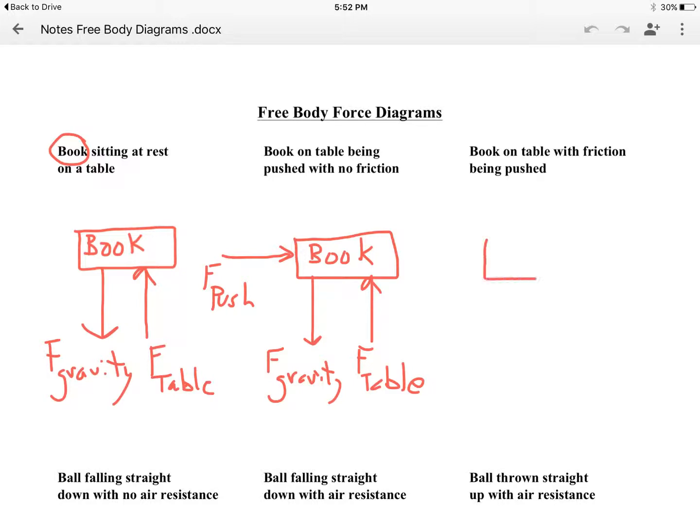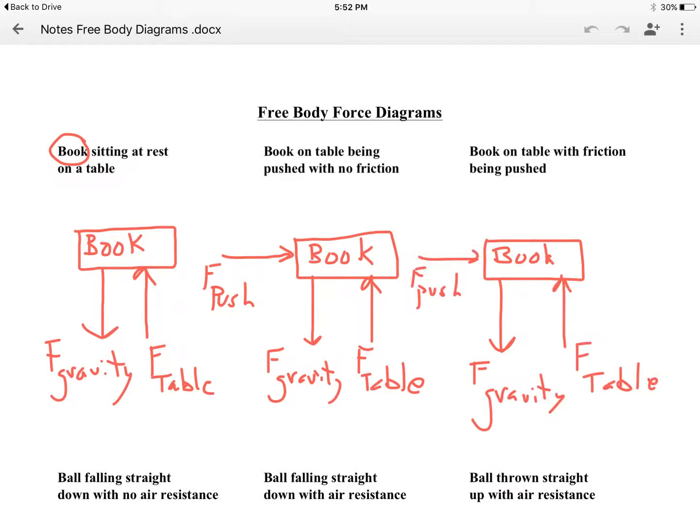Third situation here, a book on a table with friction. So now, same scenario as before, except now there's friction. So here I have a book. We still have the force of gravity straight down. And I added the other forces, the force of the table up, the force of the push, trying to push the book forward, and now I'll add the force of friction, which always opposes your motion. So here we have the force of friction. Now the force of friction may be equal to, less than, or greater than the force of your push, and we'll talk more about what that means later on. But these would be free body force diagrams in these particular scenarios. Let's do some other ones.